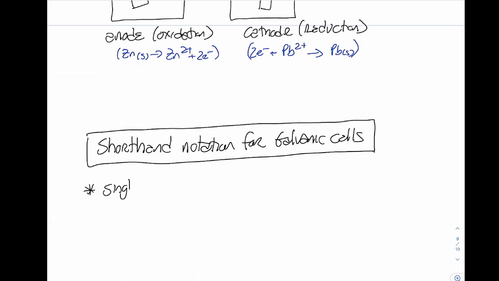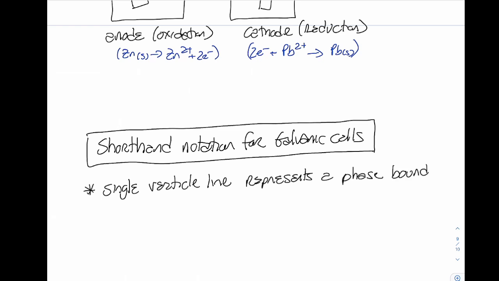We're going to have a single vertical line to represent a phase boundary. So remember, if something is in different phases, different states of matter, like a solid and an aqueous solution, between them I'm going to draw a single vertical line. Literally, it's a single vertical line, just like that. Kind of looks like an L, but it's just a line.